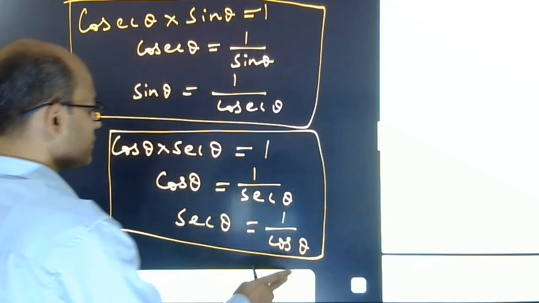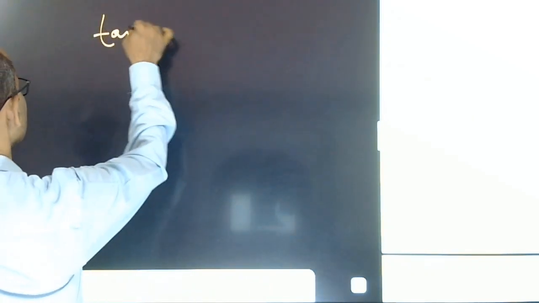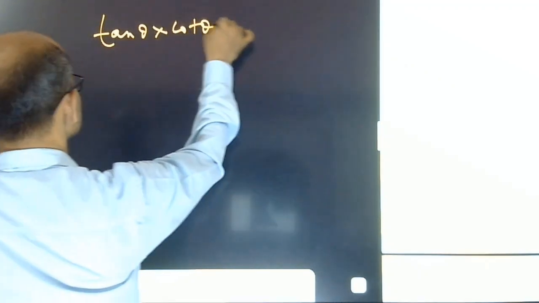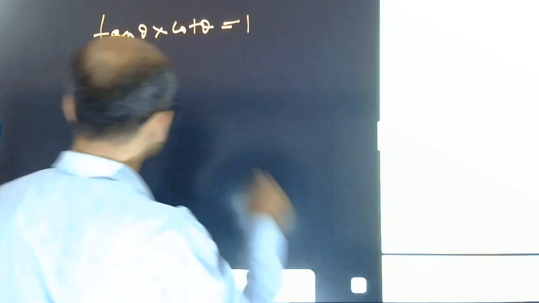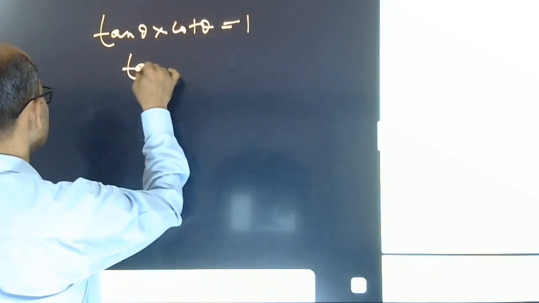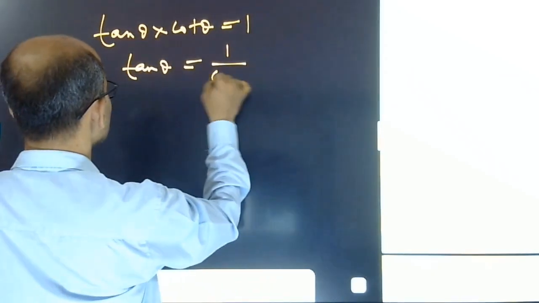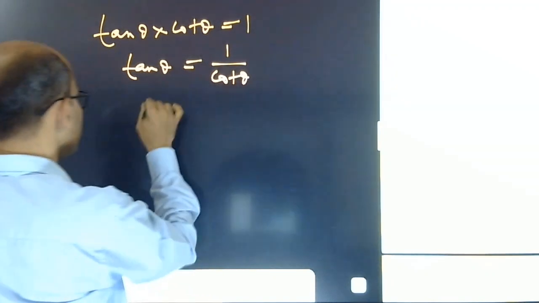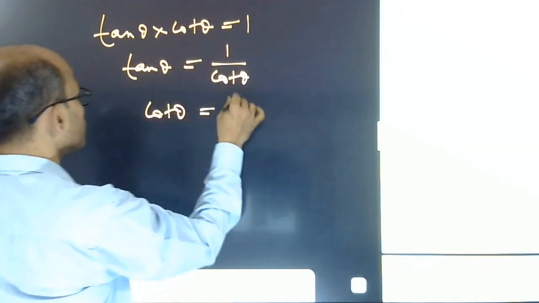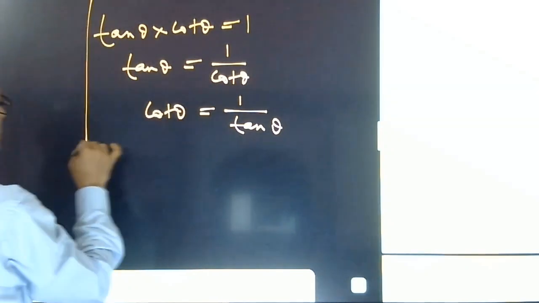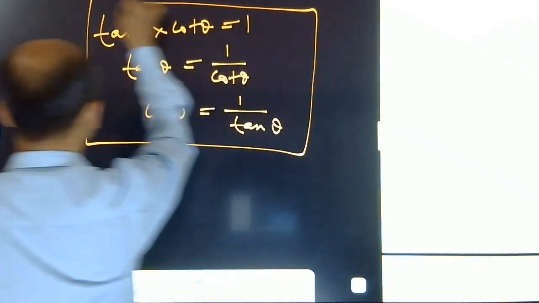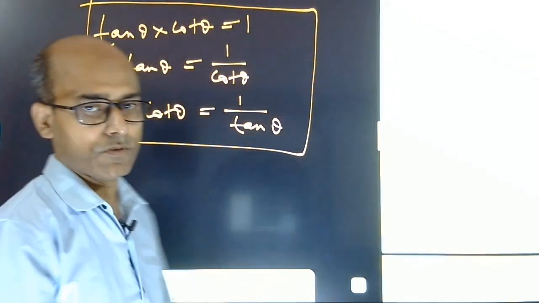Moving on, similarly we can write another formula, that is tan theta into cot theta is equal to 1. Since these two are reciprocals of each other, we can write tan theta is equal to 1 upon cot theta. And again we can write cot theta is equal to 1 upon tan theta. We are required to make a rectangle of this information.